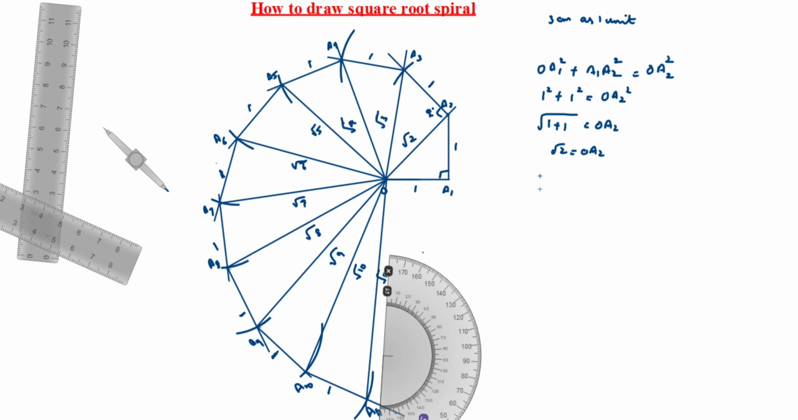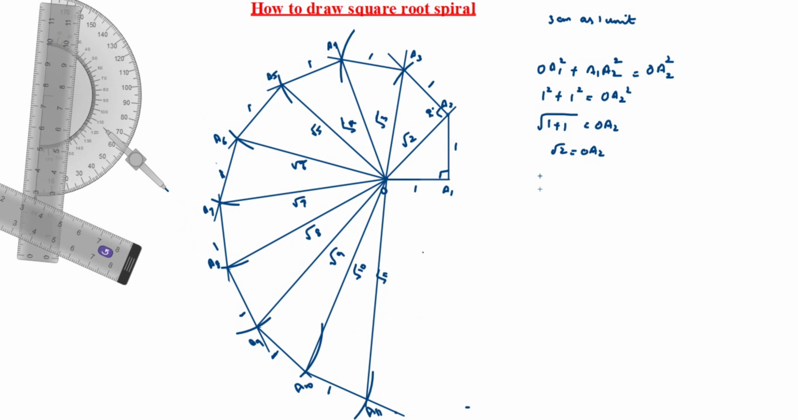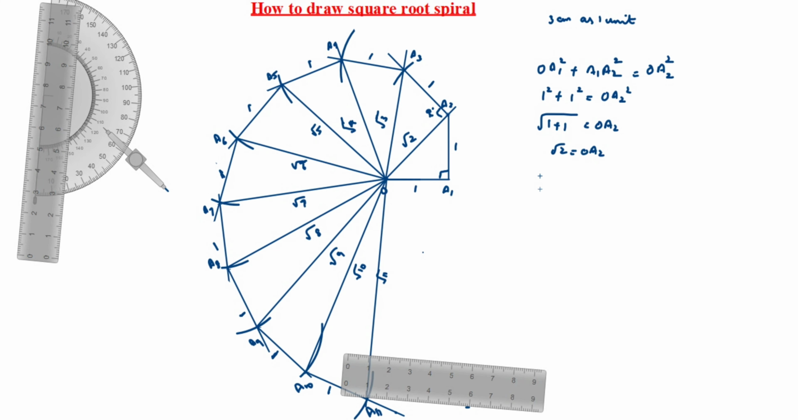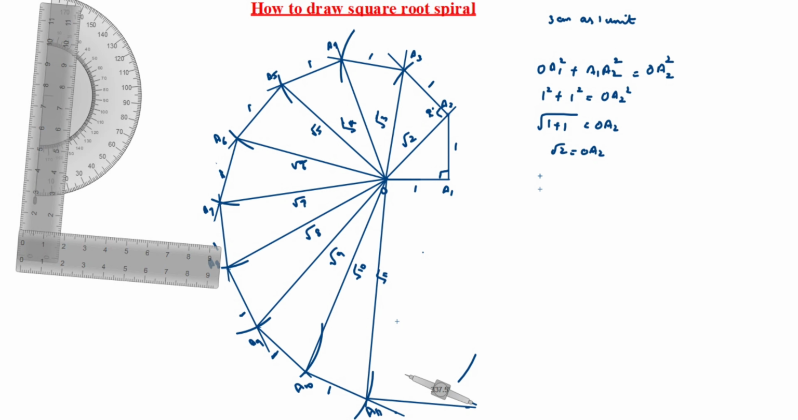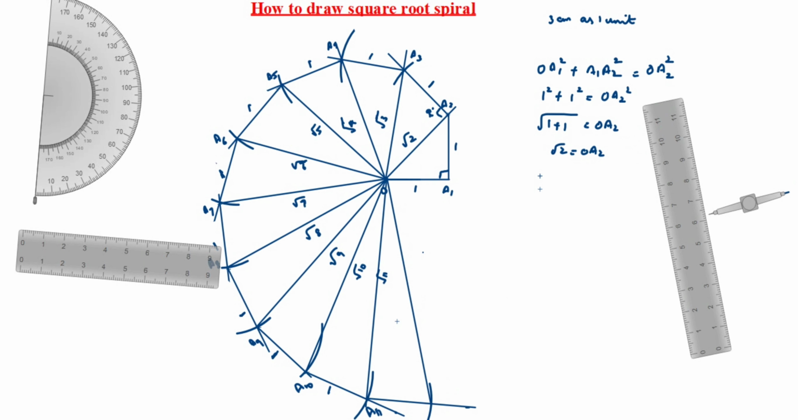Take protector and keep the protector OA11 as base point and mark the point perpendicular, that is 90 degree at A11. Now using scale to join the point. Now take compass, keep compass tip at A11 and reduce to 3 cm and draw an arc. Using scale to join the points. Now write the naming A12. Here is 1. This is root 12. Next we will draw root 13.